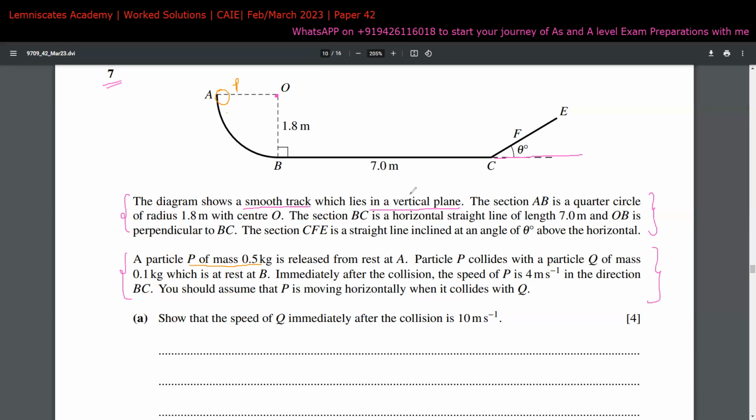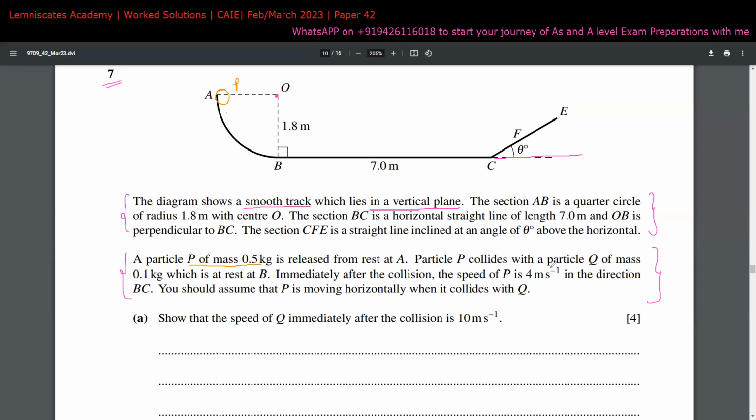Now this particle P is colliding. So there is some kind of conservation of momentum going to be involved. See, how do I know this? Because I know there is a collision involved. And in the whole of mechanics, where does the collision come into the picture? Only in the conservation of momentum kind of questions. So let's see how we can use this concept for this question.